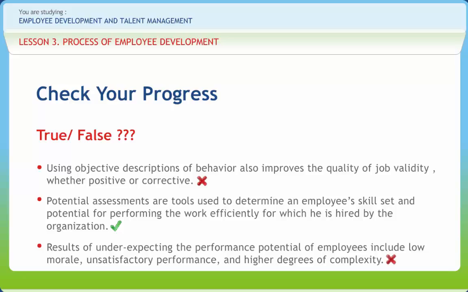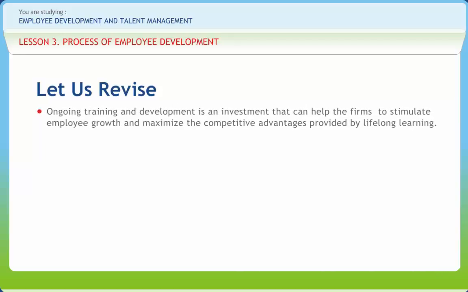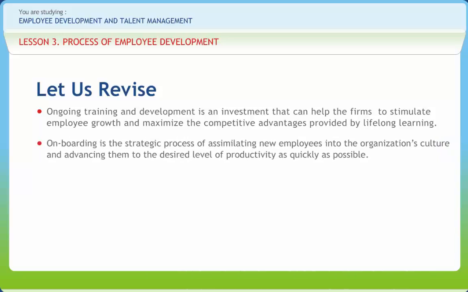Wrong. Before we end, let us briefly revise what we have studied so far. Ongoing training and development is an investment that can help firms to stimulate employee growth and maximize the competitive advantages provided by lifelong learning. Onboarding is the strategic process of assimilating new employees into the organization's culture and advancing them to the desired level of productivity as quickly as possible.